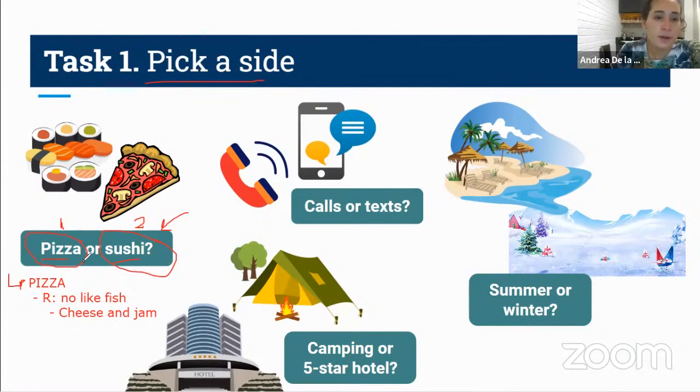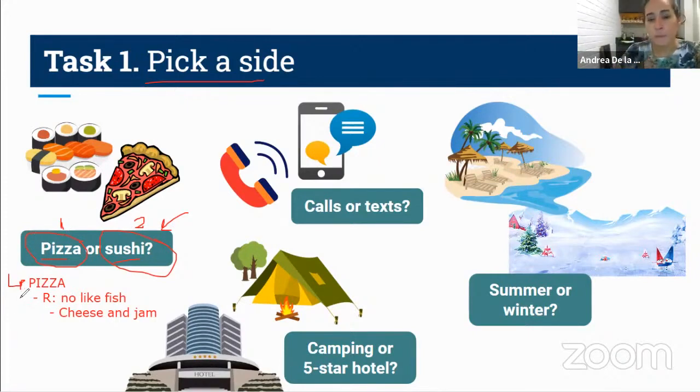And that side needs to be really strong. So Sergio wasn't like, I don't know, I like both, or I think that sushi is better for some occasions, but pizza is not bad. He was really sure. It was like, I totally prefer pizza over sushi 100% of the time. So that's what you need to do. When you are answering the questions they give you, you need to show strength in your response. You need to choose a side and do it strongly. You can never be in between.